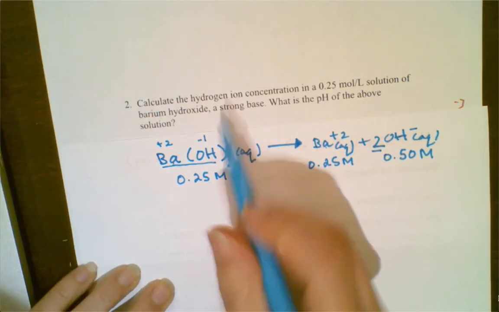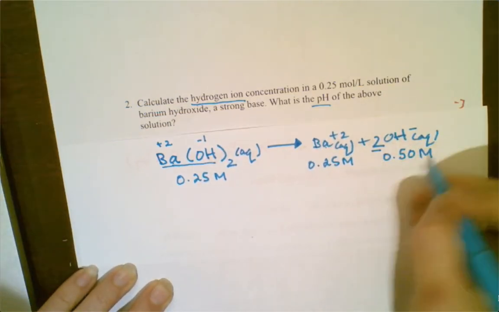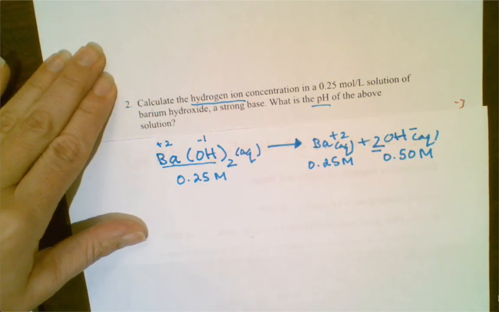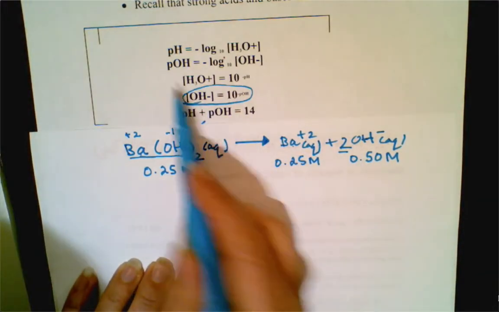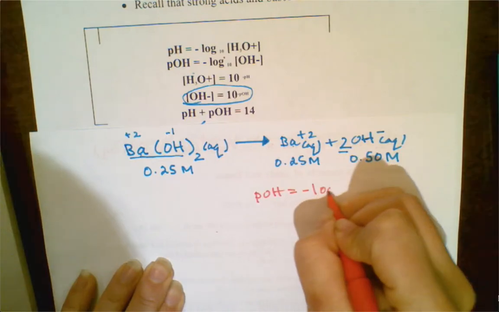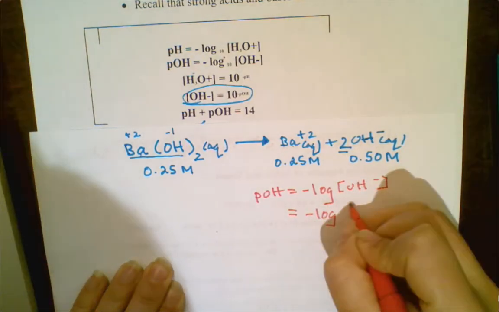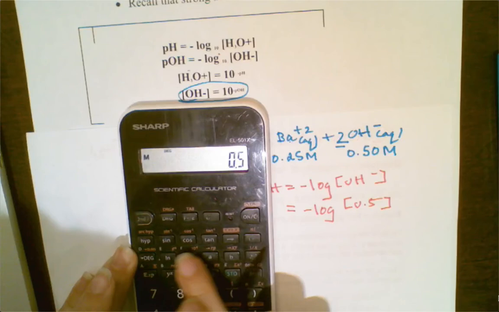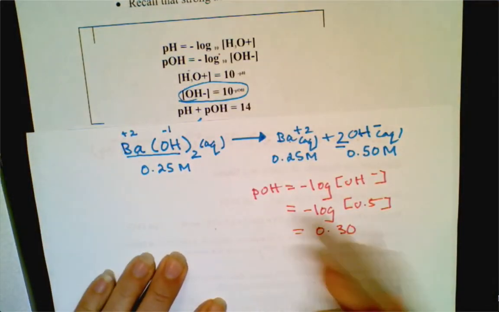We want to know what is the hydrogen ion concentration in solution and what is the pH. We cannot go right to pH when we are given hydroxide. What we have to do is figure out the pOH first. So going back up here to our relationships, if we're going to calculate pOH, we need to take the negative log of the hydroxide ion concentration. So we're going to take the negative log of 0.5, and let's see what we get. I'm going to put down 0.5, log, put the negative, and we get 0.30 as our pOH.